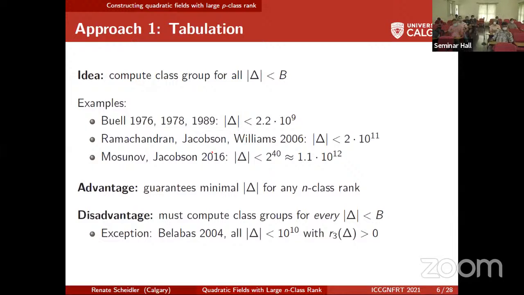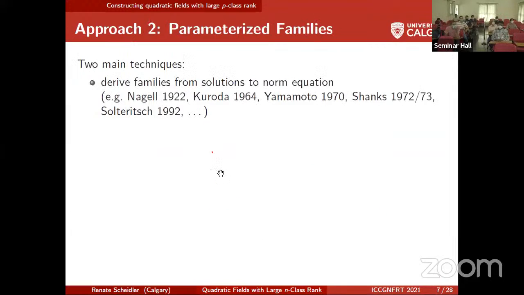There's one exception. There's a wonderful tabulation algorithm by Belabas from 2004, where he tabulates both real and imaginary quadratic fields of discriminant roughly up to 10^10 with positive 3-rank. And he does it via cubic field tabulation. He does not make use of class group computation, but that's the only exception that we know. So that's the first approach.